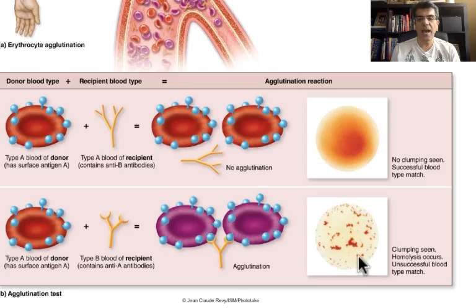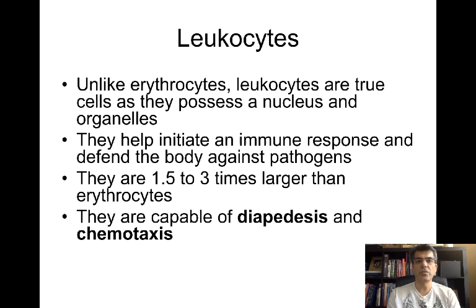So when you see agglutination, that means the antibody and antigen matched, and as a result, antibody brought RBCs together and clumped them to each other. That is going to bring us to leukocyte. A leukocyte or white blood cell is a real cell. What I mean by a real cell is that it has a nucleus and it has all the organelles that you expect inside the cell.